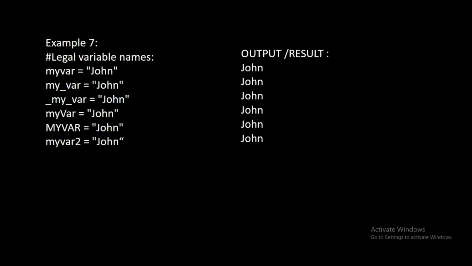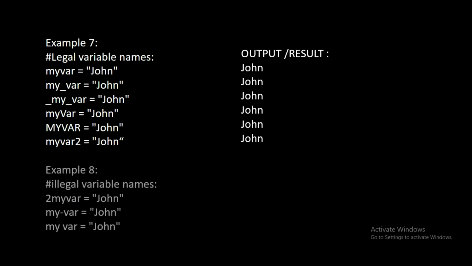And similarly illegal types of variables, in this example. Here you will get an error because you are starting your variable name with a number, which is illegal in Python. And similarly here you can see it will also give you an error because this is not a proper underscore. And similarly here you are giving a space between the variable name, that's why it will give you an error, right?